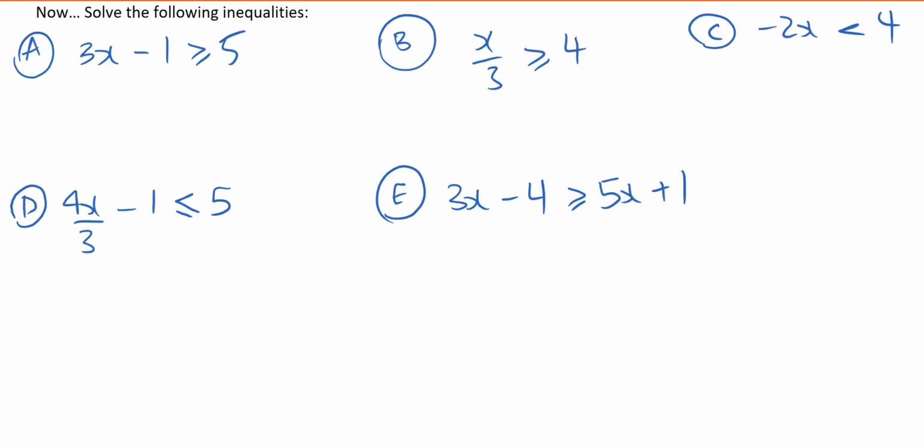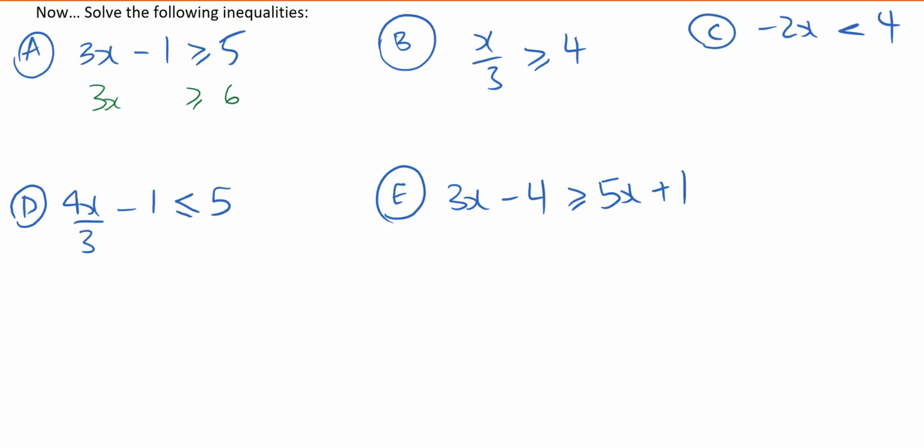First problem. 3x minus 1 is greater than or equal to 5. How do I answer that particular problem? What's my working? Add 1 to both sides. So now this is 3x is greater than or equal to 6, because 5 plus the 1 is 6.